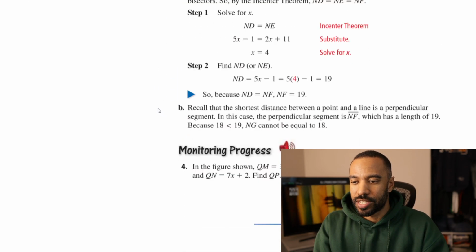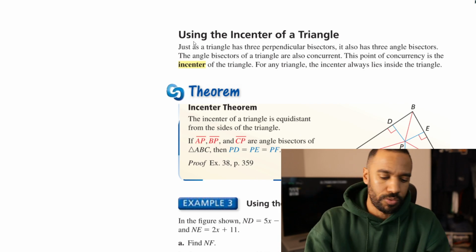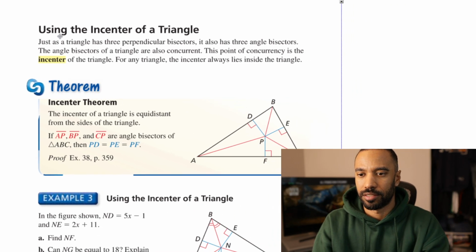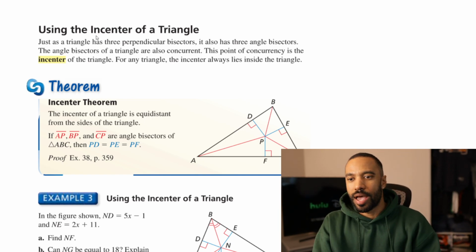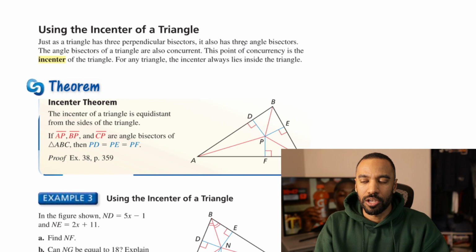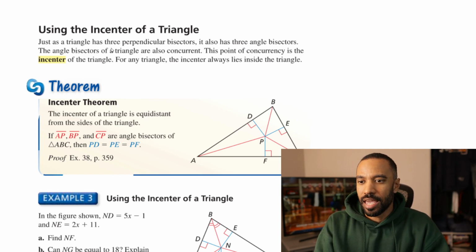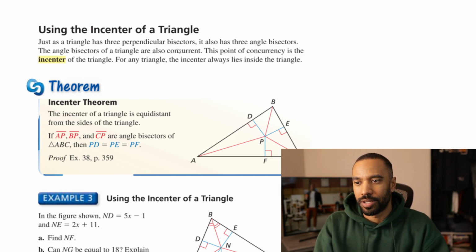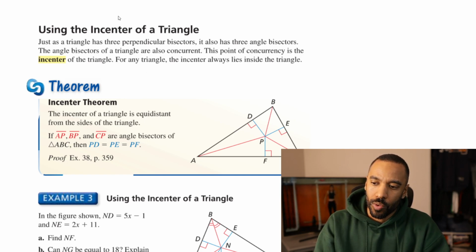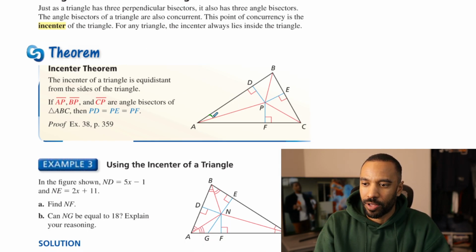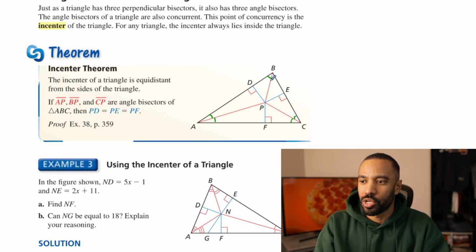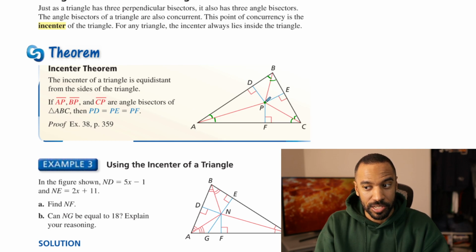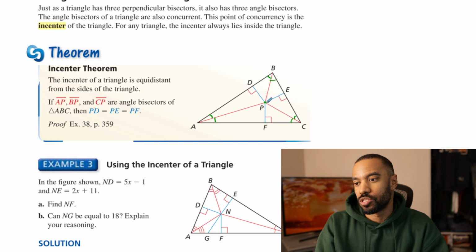Okay, let's talk about the in-center. I can scroll this over to the left, so I'll do that. Looks good. Using the in-center of a triangle. Just as a triangle has 3 perpendicular bisectors, it also has 3 angle bisectors. The angle bisectors of a triangle are also concurrent. So when you draw the angle bisector of angle A, the one that makes these congruent, and of C, and of B, they also intersect at the same exact spot. Not the same as the perpendicular bisectors, mind you. It's not the same spot as that. This is a brand new point.